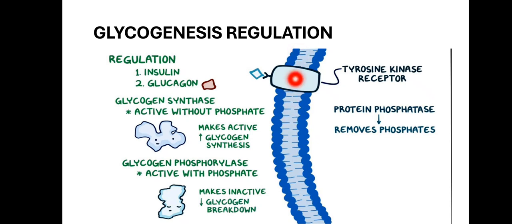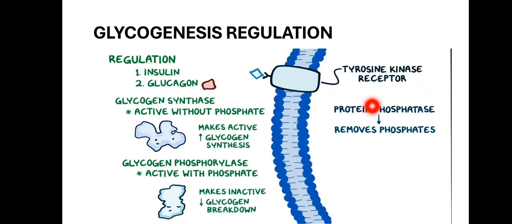Now, on this liver cell, we've got what we call tyrosine kinase receptor. This receptor is going to respond to insulin. Imagine this is insulin. When tyrosine kinase receptors respond to this insulin, it will be converted to what we call protein phosphatase enzyme. Protein phosphatase enzyme.